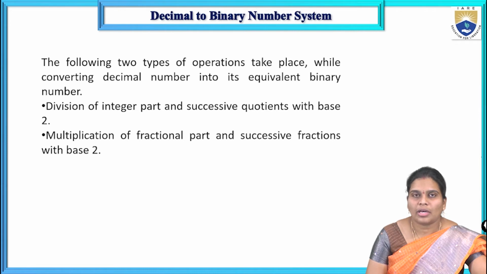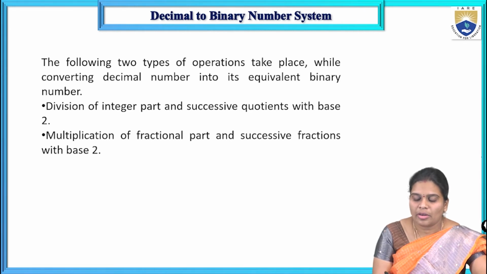Whatever number system we are taking, based on that number system we take the base value. So divide by the base value of that particular number system and note the remainder value. The procedure will continue till the last value is 0. After that we write the result from bottom to top. So the first one is decimal to binary number system.